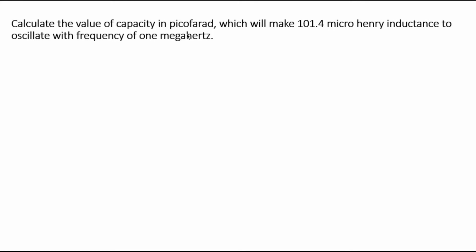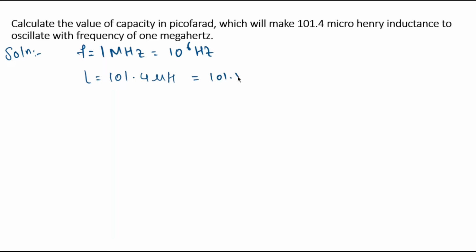Calculate the value of capacity in picofarads, which will make 101.4 microhenry inductance oscillate with a frequency of 1 megahertz. So solution, this is a sum of LC oscillation. We have been given a frequency which is equal to 1 megahertz, which can be written as 10 raised to 6 hertz, and we need to calculate the capacity in picofarad for an inductor which has a value of 101.4 microhenry, that is L equal to 101.4 microhenry, which is 101.4 into 10 raised to minus 6 Henry.